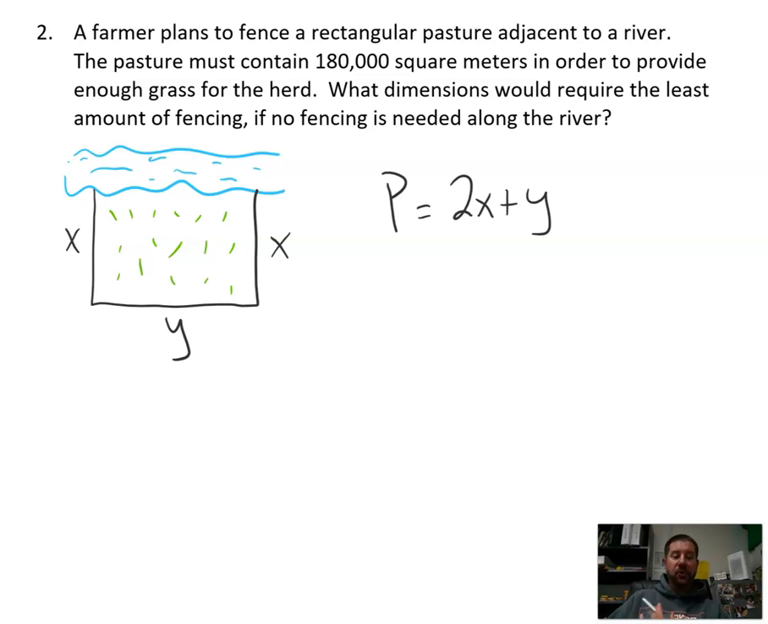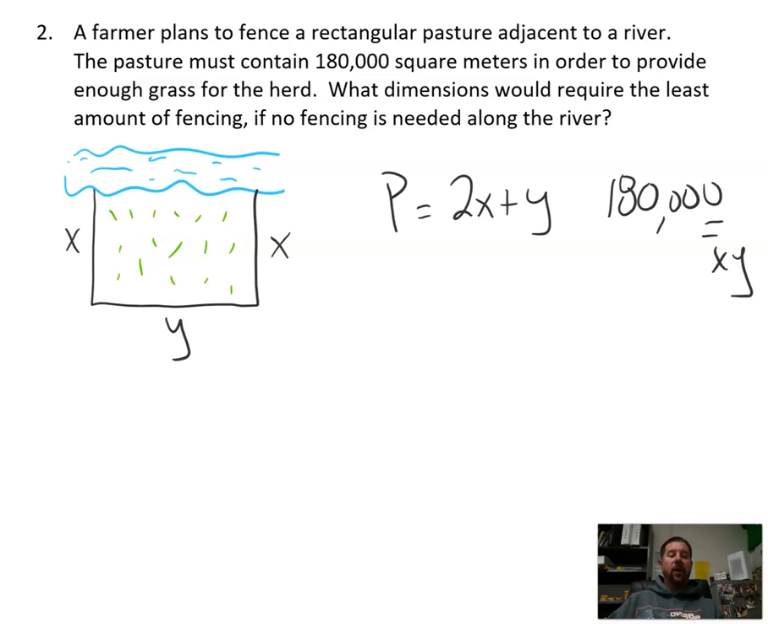Now I have a constraint on the situation. The pasture must contain 180,000 square meters in order to provide enough grass for the herd. All right. So if the pasture must contain 180,000 square meters, that would be the area, right? So 180,000 equals, running out of room, x times y would be my constraint. Okay. 180,000 equals x times y.